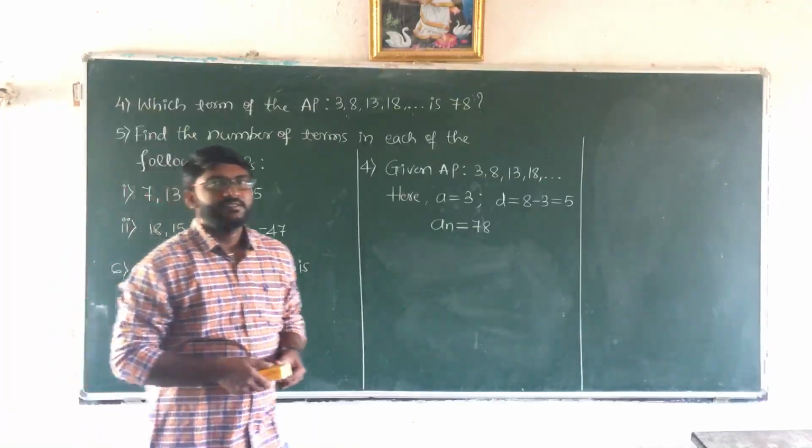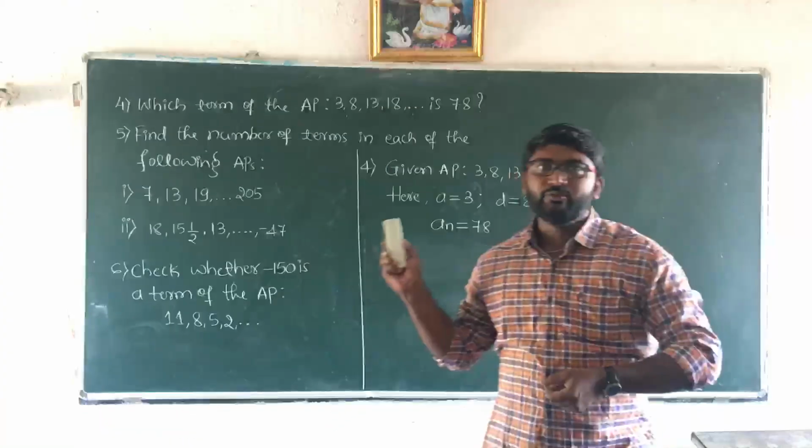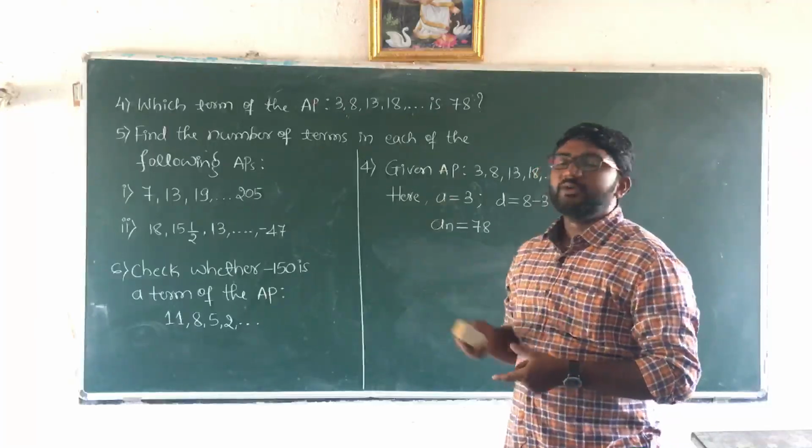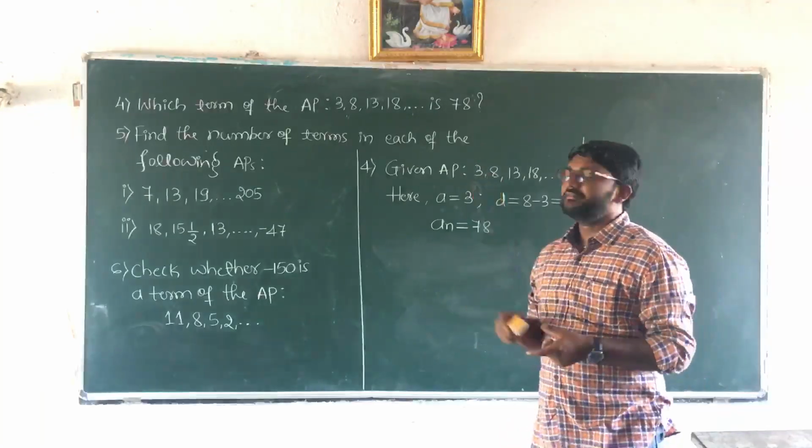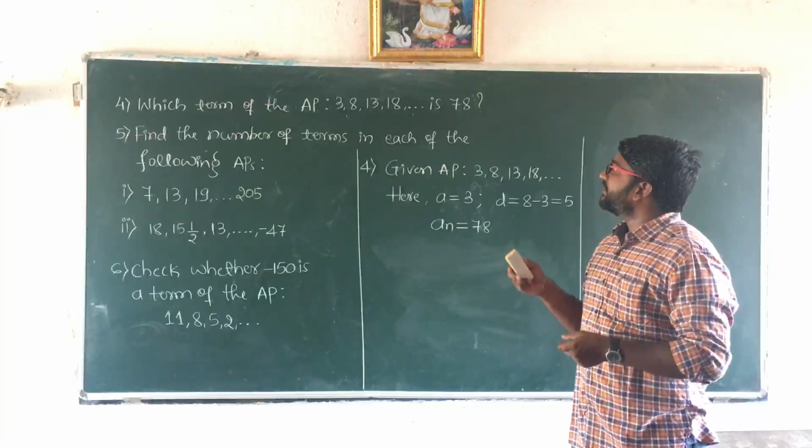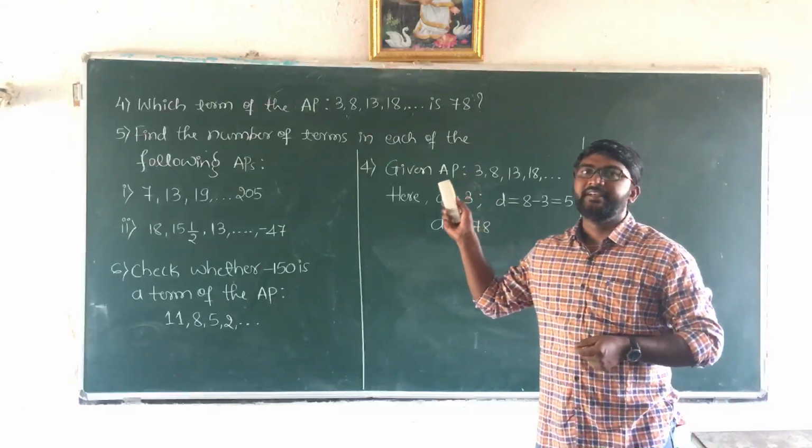Good morning, students. So in today's class we are going to solve the fourth main question. So let us read out the fourth main. Which term of the AP 3, 8, 13, 18 and so on is 78?